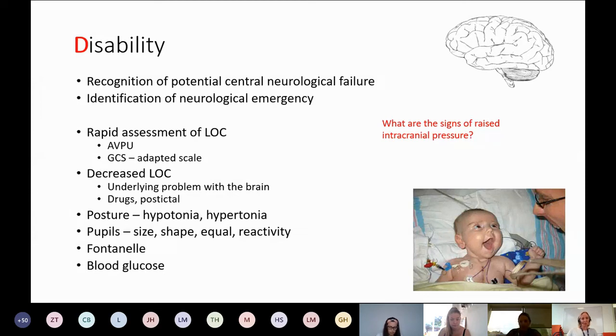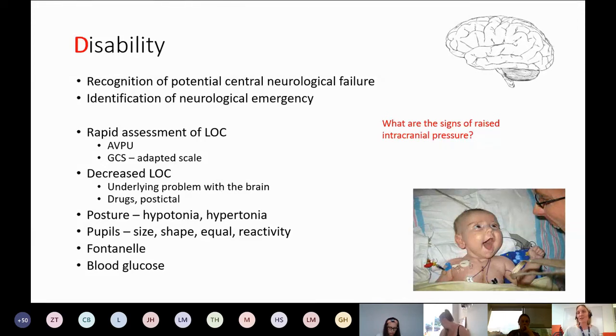We also assess pupils. Again, this is something you will do every day in your practice. The pupils should be equal, shouldn't they? They should be round in shape, an appropriate size, and they should react to light, and both pupils should do the same things. In babies, we can assess the fontanelle, so that gives us a good idea as to whether there is some raised pressure in the head if the fontanelle is bulging. And then blood glucose also comes into our disability assessment.